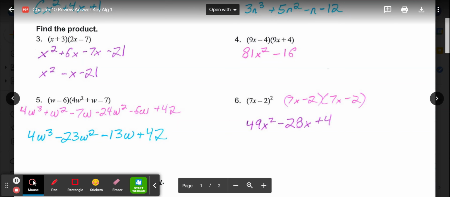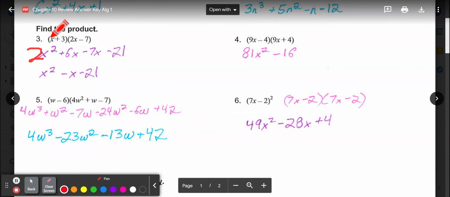So right away, I just caught that there's a mistake on this one, because in front it should be a 2x squared, because x times 2x is 2x squared. Then in the middle, 2x times 3 is plus 6x. X times a negative 7 would be a minus 7x, and the last, 3 times negative 7, is minus 21. So after we combine like terms, this should also be a 2x squared here. We'd have 2x squared minus x minus 21.